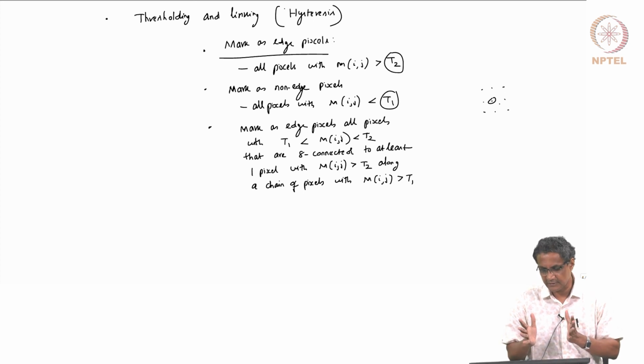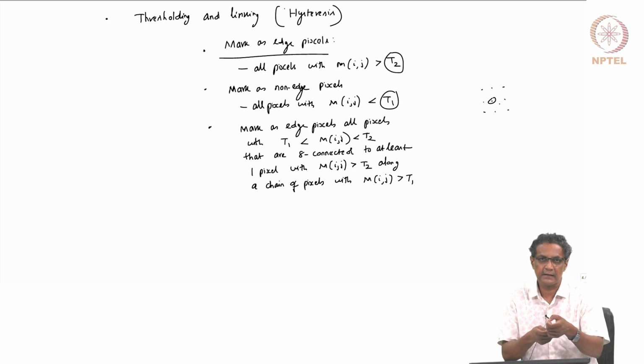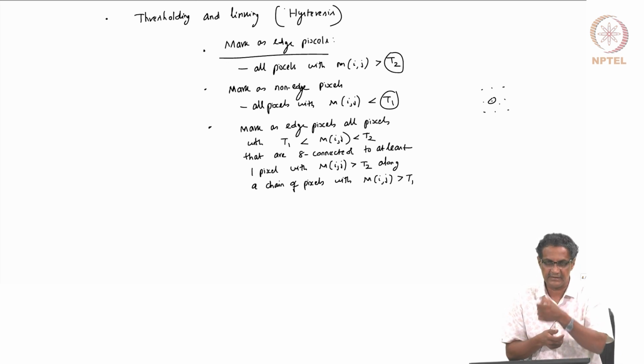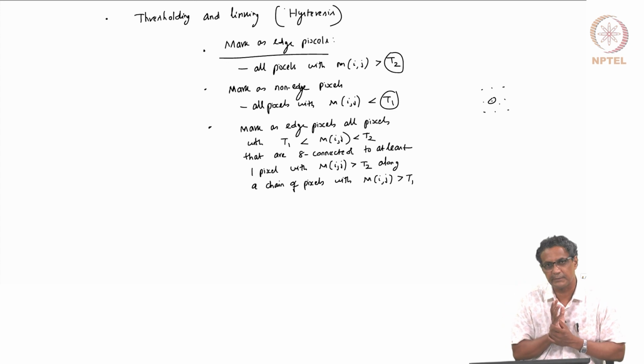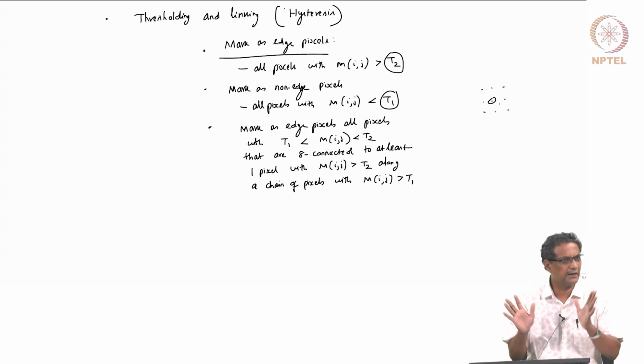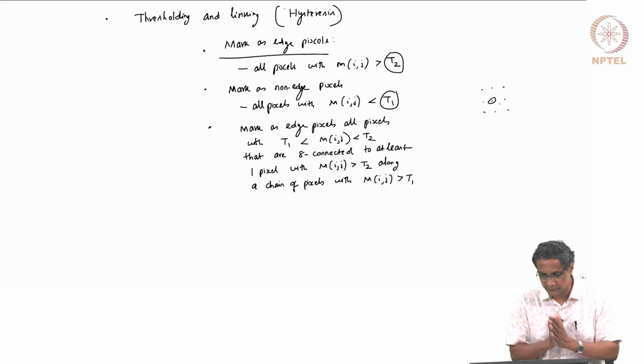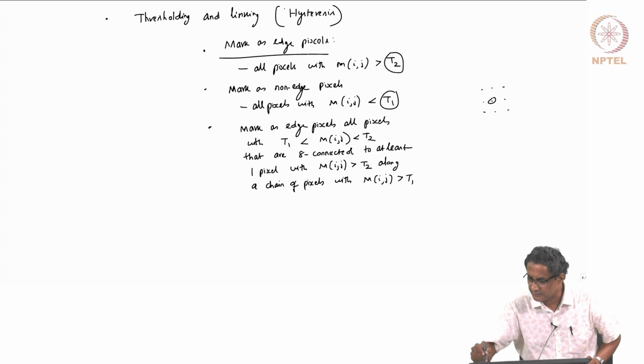So this is the idea of thresholding and linking. Linking is the step where you link a pixel, you really declare it if this happens, otherwise you say it's not an edge pixel. It's actually a clean idea, it makes sense. Okay, I'll just show you a few examples, just to show how Canny works.